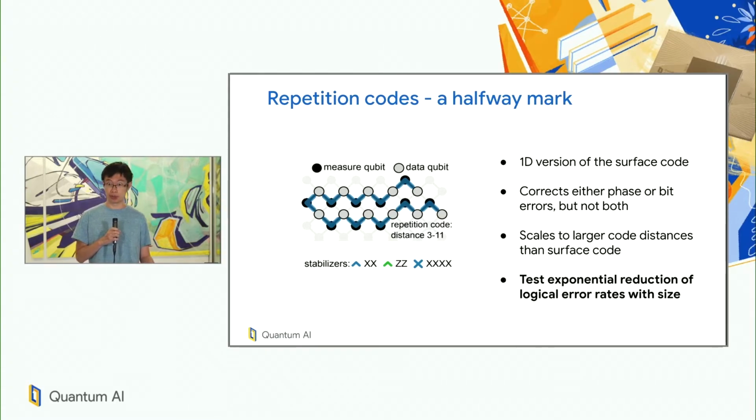Now, by going from 2D to 1D, we lose the ability to correct for both types of quantum errors, phase flip and bit flip. When we set these repetition codes up, we basically have to set them up in one mode or the other. However, 1D does give us an advantage, which is that we can scale these repetition codes to much larger code distances with fewer qubits than the surface code. In particular, we'll be able to test the exponential reduction of logical error rates with code distance. This is something that's been promised to us by quantum error correction, and that's the data that we'll be really after today.